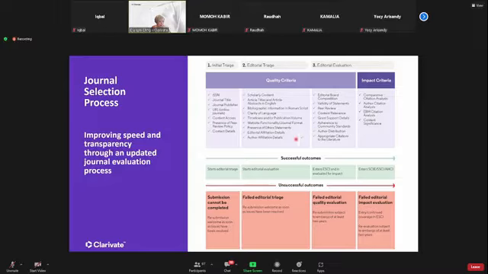So many of the items on the previous checklist are already part of the selection criteria for journals in the Web of Science. So when you're looking at the Web of Science journals, you can rest assured that these journals have already met all the quality standards and are reliable to publish in. Okay.